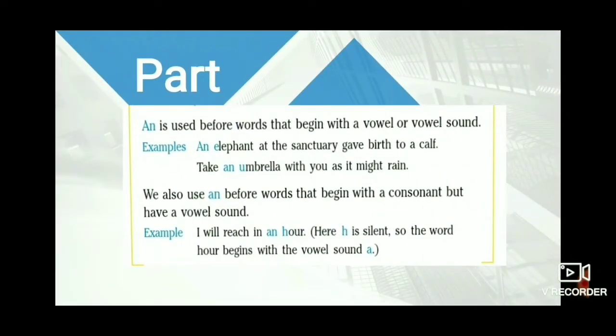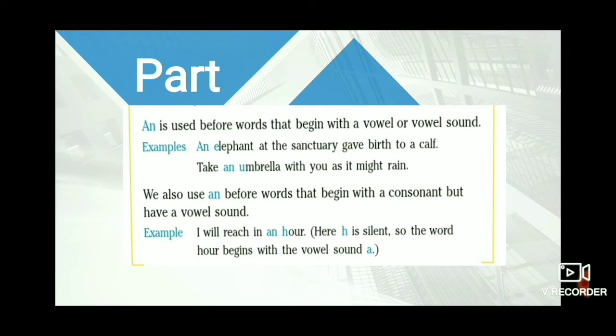An is used before words that begin with a vowel or vowel sound. Example, an elephant at the sanctuary gave birth to a calf. Take an umbrella with you as it might rain. So elephant starts with e, umbrella starts with u. So these words start with a vowel sound. So that's why we are using here article an.